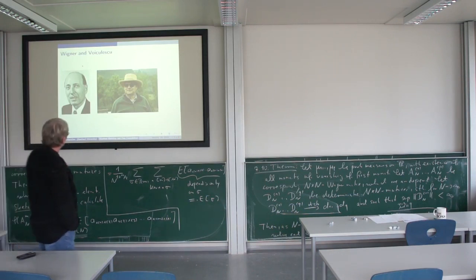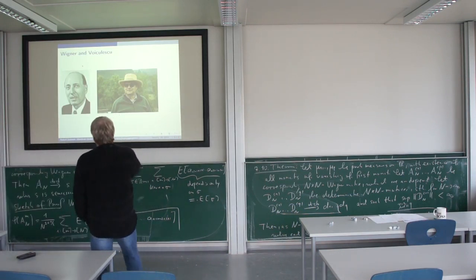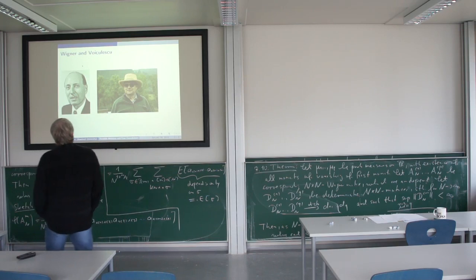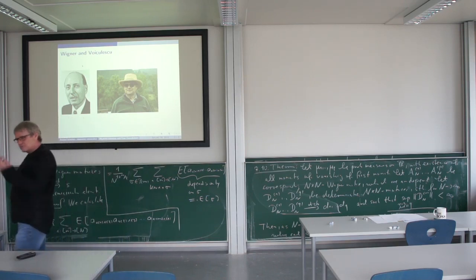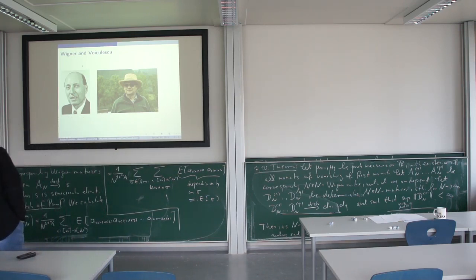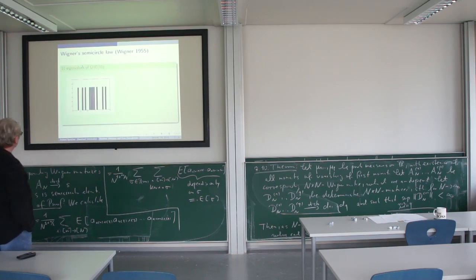Maybe first I present you a picture of two heroes. On the left is Wigner, and on the right is Voiculescu, who introduced free probability theory. Good. But now, what about Wigner's semicircle law? That was the first main result about random matrices, and we only talked about the average situation. So if I'm looking, for example, at a 10 by 10 random matrix, I should not look at one of them, but I should average over all of them.